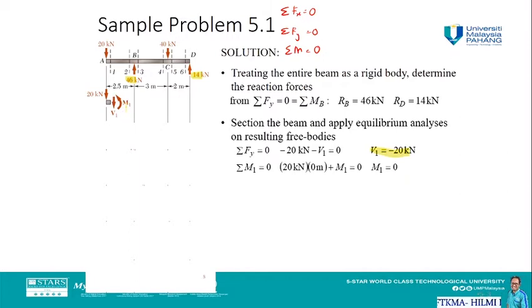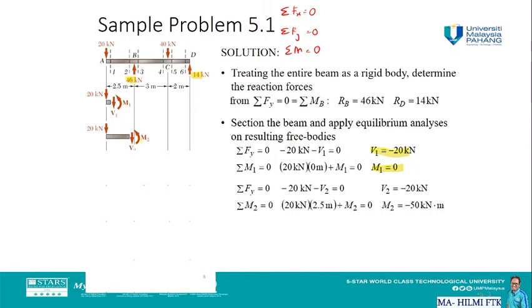Then similarly we are going to do the same for the moment. The sum of moments should be equal to 0, and we only have M1 here, and therefore we are going to get 20 kilonewtons times 0. The distance exactly at point A is 0 meter. The value of x is 0, and therefore we get M1 equal to 0. We are going to proceed with the next part, where we are going to find V2 and M2, and this time we have a certain distance x, where the value of x increases from 0 to 2.5 meter.